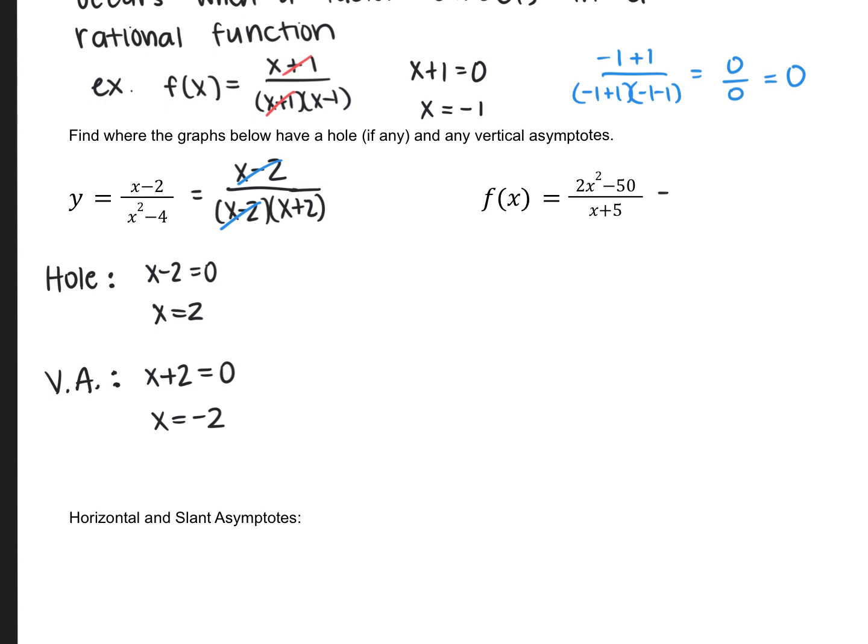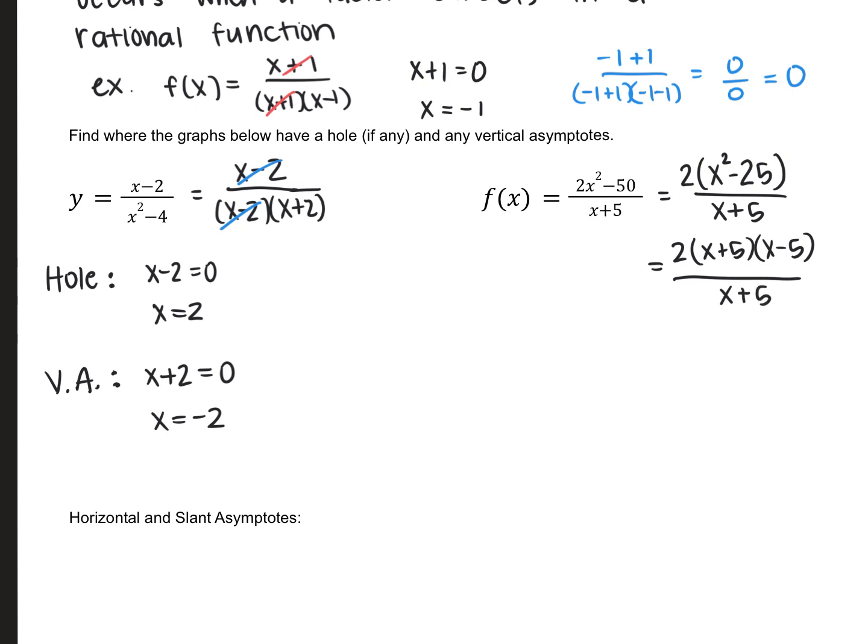So our second example, f of x equals 2x squared minus 50 over x plus 5. First thing I'm going to do is factor out my 2, and I get 2 times x squared minus 25 over x plus 5. Then my numerator is going to factor some more as x plus 5, x minus 5, all over x plus 5.